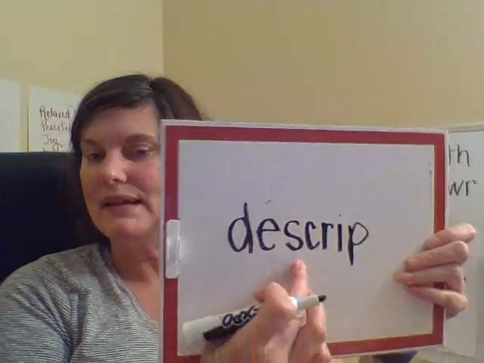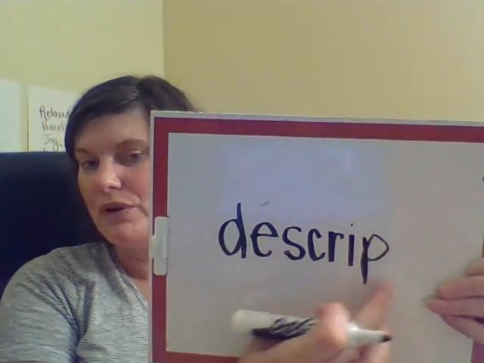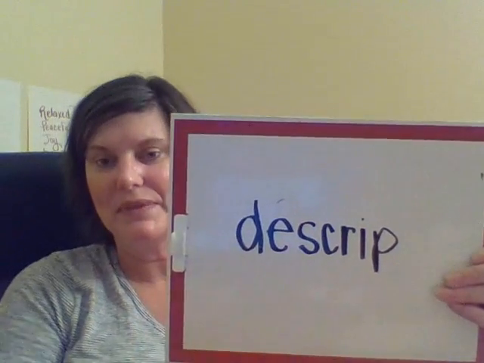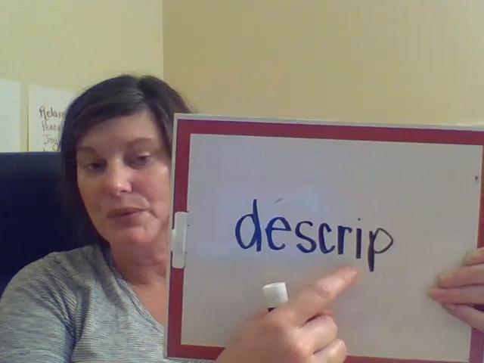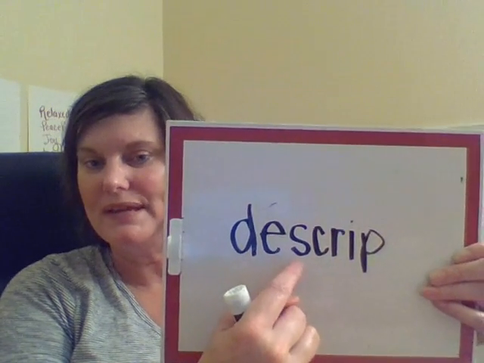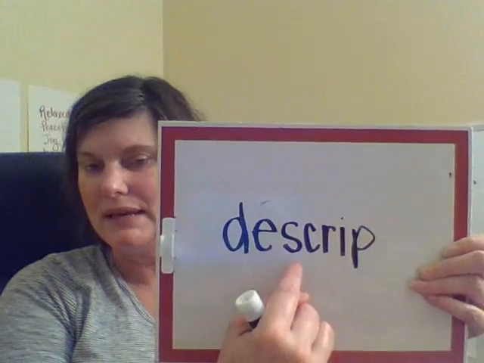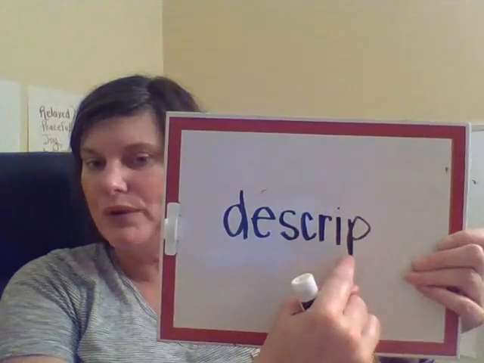Now look at the second syllable. Is this an open or closed syllable? Right, it's closed because there's a consonant after the I. So we know this is a short vowel. So let's read, we know the first syllable was D. Now let's read this. Script.